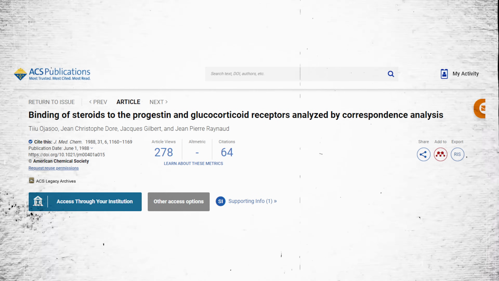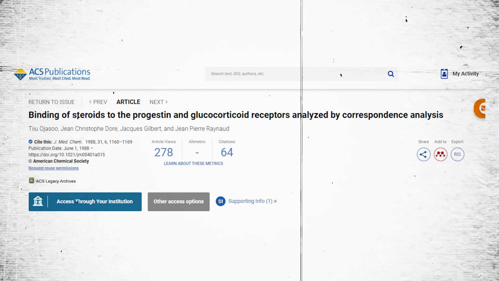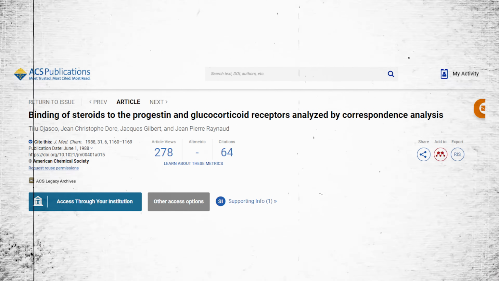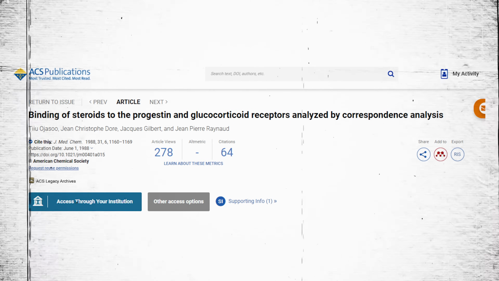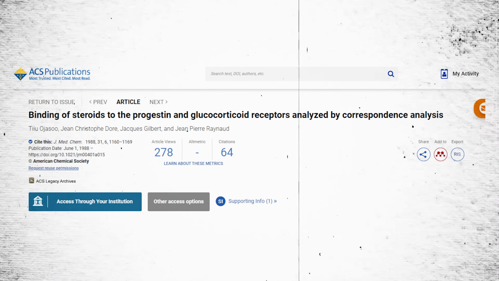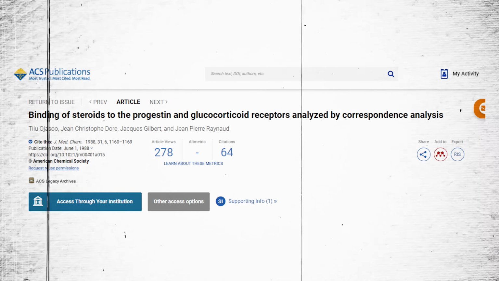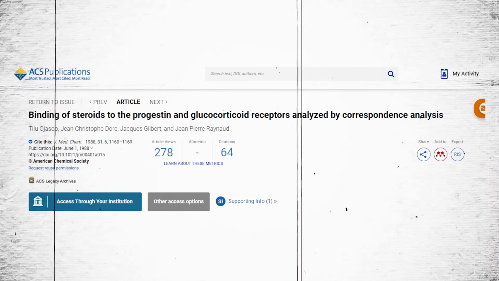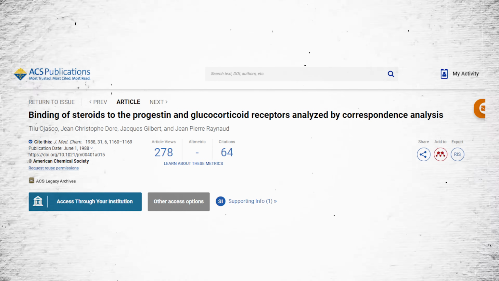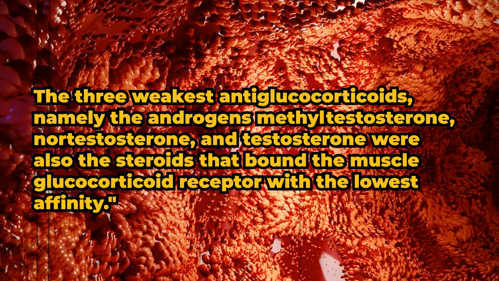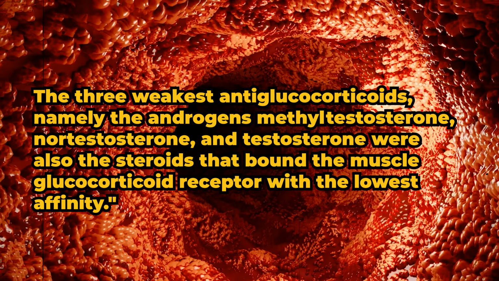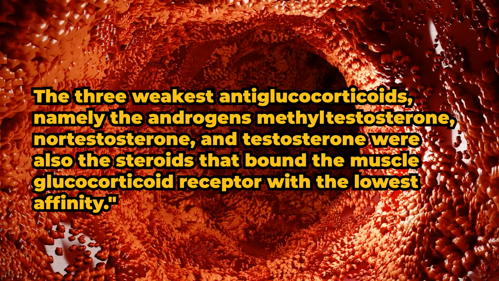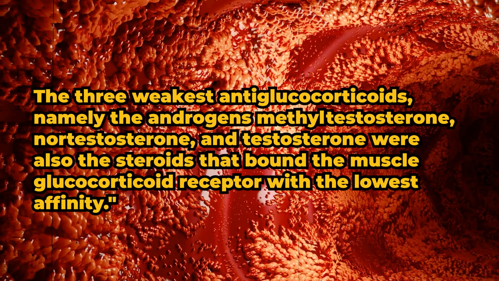Now, interestingly, the potent anabolic steroid trenbolone, which many of you know about from Tren Rage and all of the crazy videos you see online about Tren, the highly potent anabolic steroid trenbolone, bound to the glucocorticoid receptor with an affinity almost as high as that of corticosterone, which is the endogenous glucocorticoid. So the three weakest anti-glucocorticoids, namely the androgens methyltestosterone, nortestosterone, and testosterone, were also the steroids that bound the muscle glucocorticoid receptor with the lowest affinity.